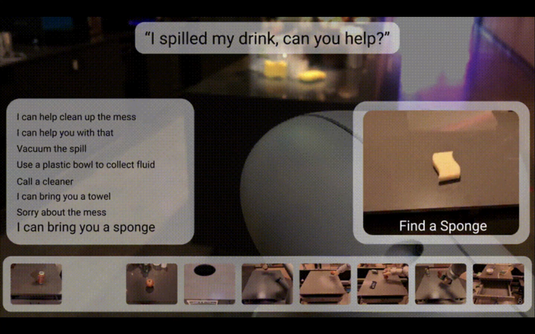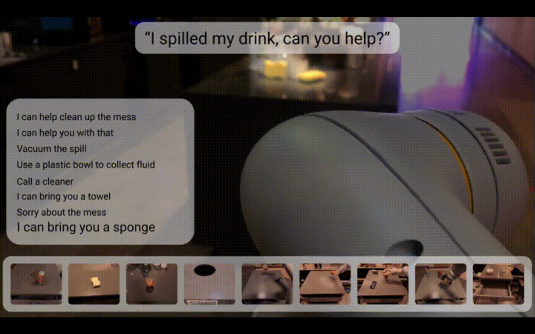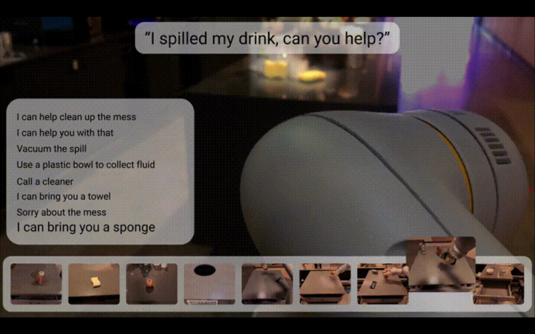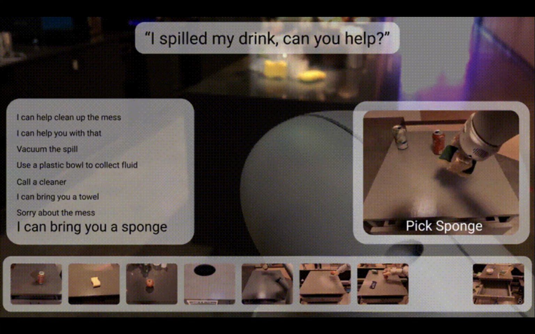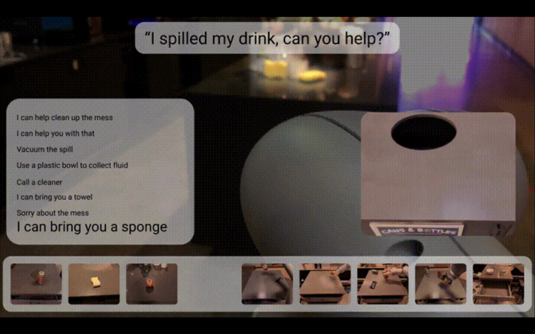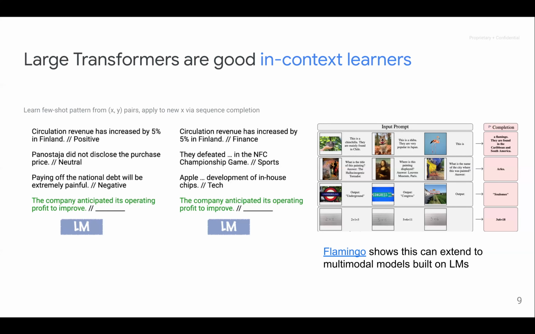I'll start with some work, or first, let me focus on the idea of in context learning, which I think is one of the most important breakthroughs of language models that has allowed them to be applied across the board in very general ways.